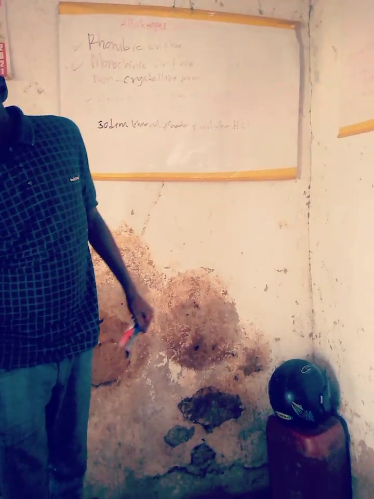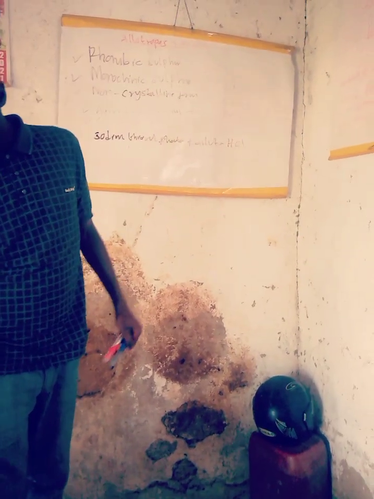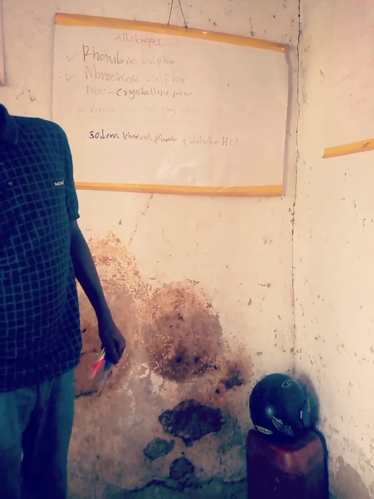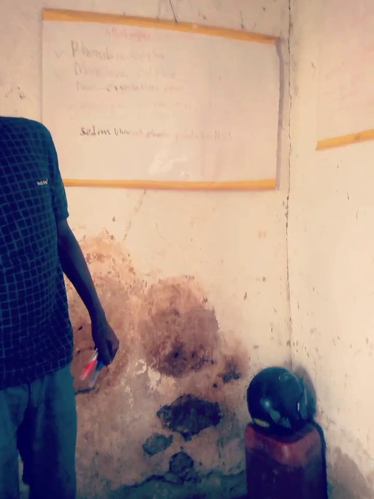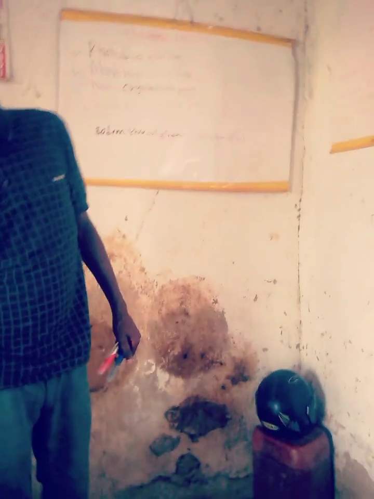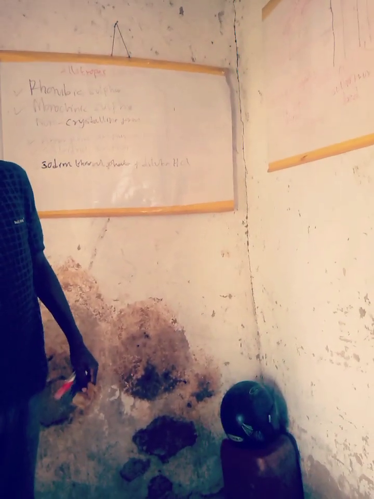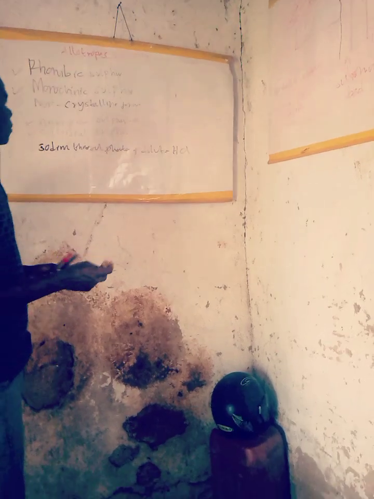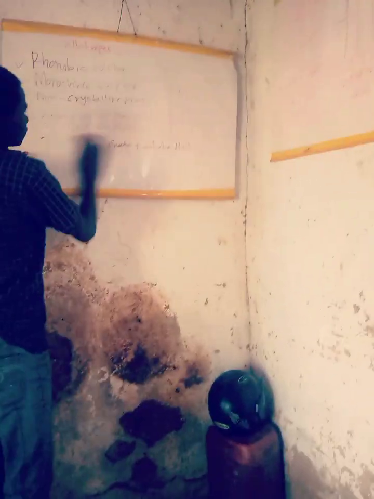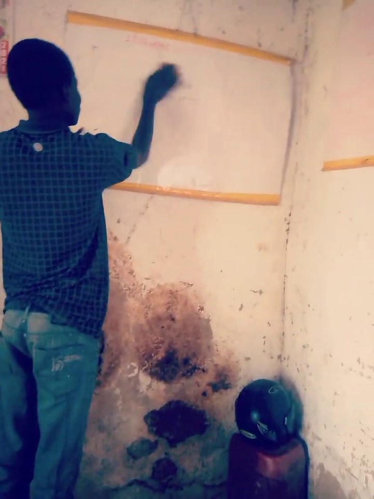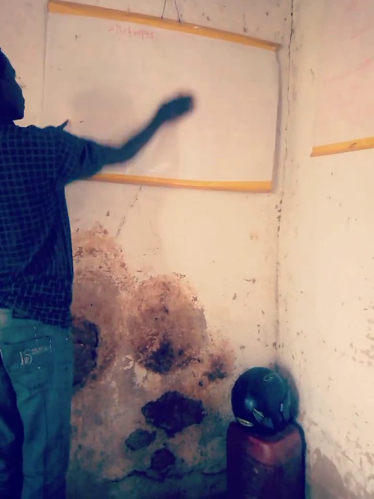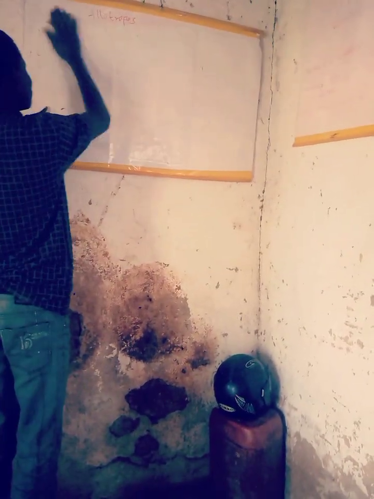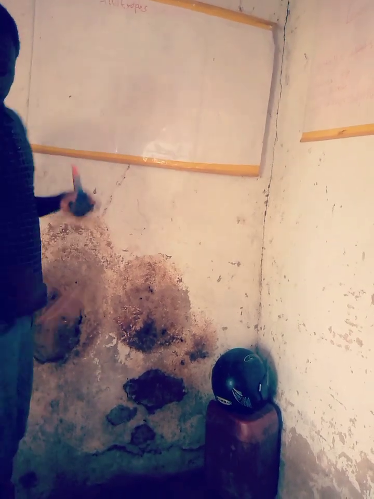Now, let's look at some of the properties of sulfur, then I'll stop from there. You have the physical properties and the chemical properties. Let me talk about the physical properties first, then the chemical properties, which are just small, and I'll pass through them very fast.